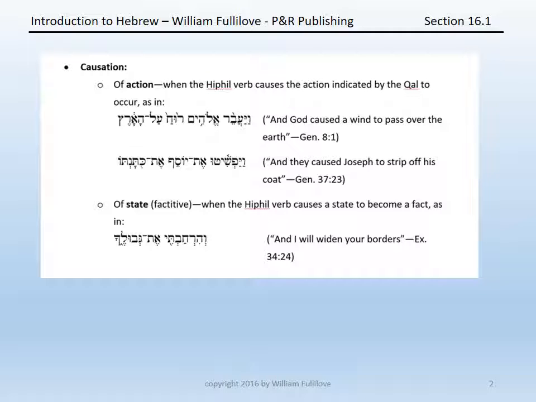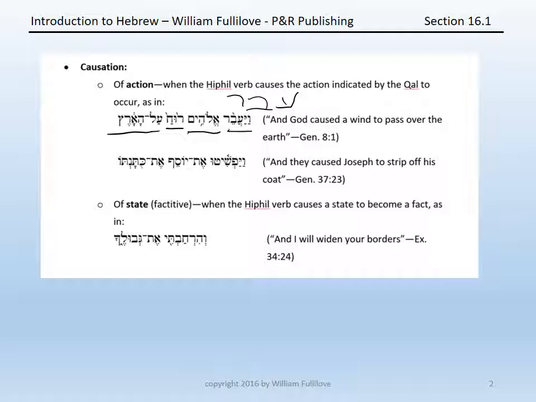In 8:1 we read, Vaya'aver Elohim ruach al haaretz. Vaya'aver is a Hiphil narrative, third masculine singular of the root avar, and the Qal avar is to pass or cross over. In the Hiphil, it's that Elohim, God, caused ruach, a wind, to pass al haaretz, over the earth.